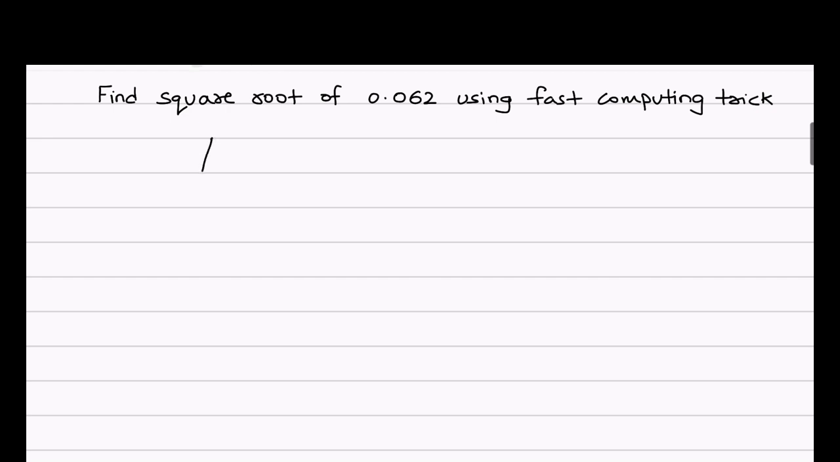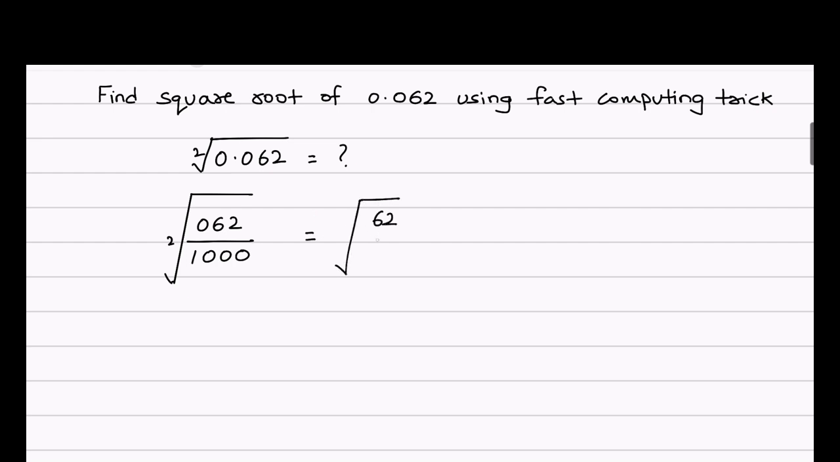So the question is, we have to find out the square root of 0.062. The first step is to write this decimal number in fraction form. There are three decimal places, so I will write it as 62 divided by 1000 because there are three decimal places. Now it's converted into a fraction form. This is nothing but 62 upon 1000, right?